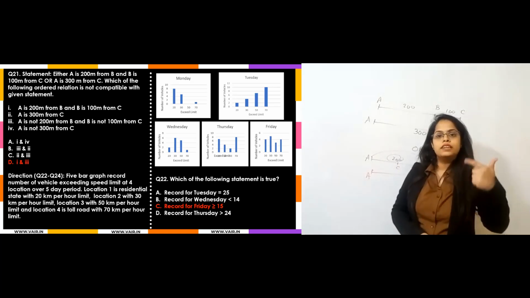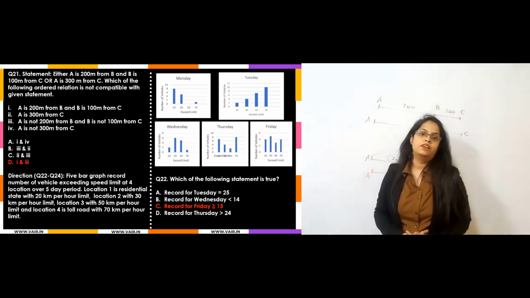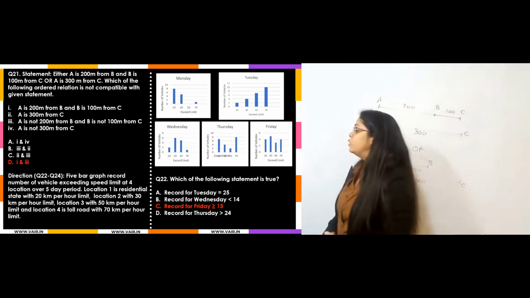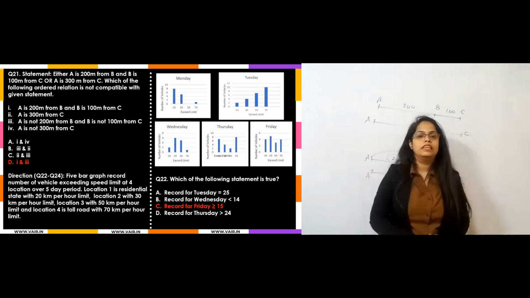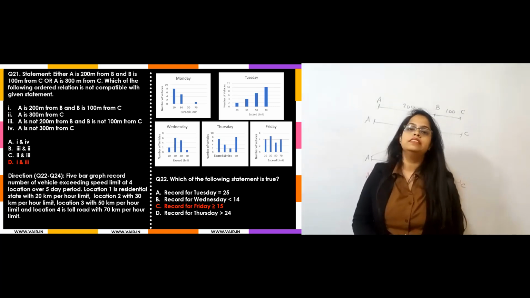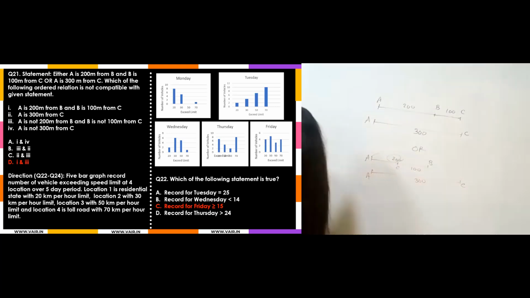If you read these two sentences together, we cannot say both are compatible. So the answer was option number D, which says 1 and 3, because those are not compatible with each other. This was an oral based question. Now let's solve the next one.